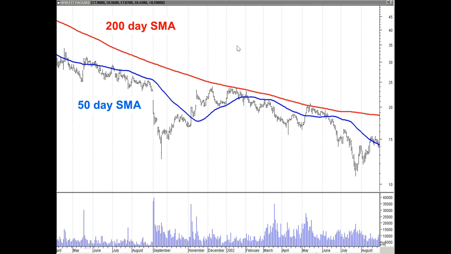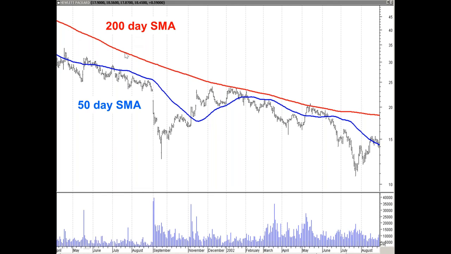This is a chart for Hewlett Packard. So in red, we have the 200-day simple moving average. And by the way, to calculate the moving average, all you have to do is take the closing price over the last N days and then divide it by the number of days, and that gives you today's value for the simple moving average. So in red, the 200-day, and in blue, we have the 50-day simple moving average. Let's talk about how we might use those two SMAs in our trading.